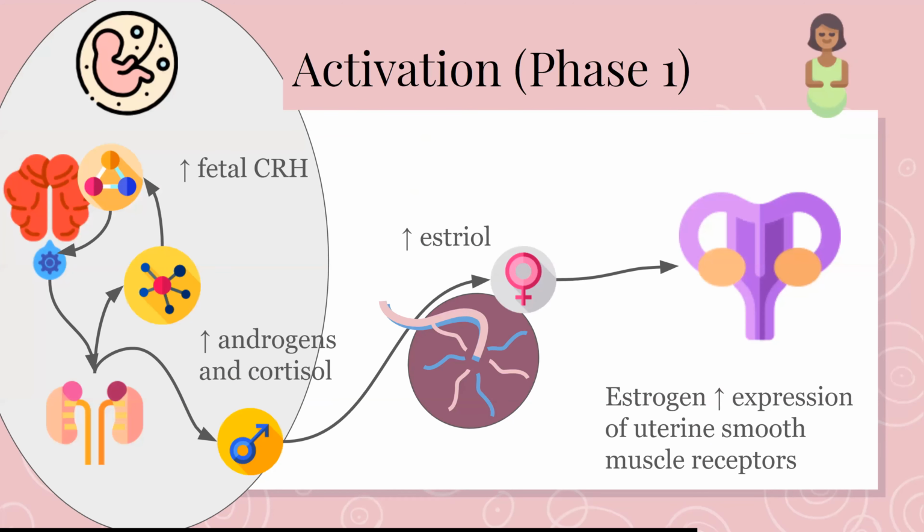Now, for labor, or throughout the duration of pregnancy, as the fetal HPA axis develops, that same CRH that was released from the placenta is actually going to stimulate the release of androgens, the sex hormones, and the stress hormones, which is cortisol, from the fetal adrenal glands. So it's actually going to stimulate the HPA axis of the fetus. And that's going to flow back. And remember, the androgens are still going to be changed to estrogens, or estriol, in the placenta. And then that's going to continue to stimulate maternal uterine tissue.